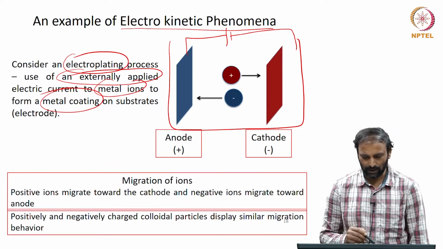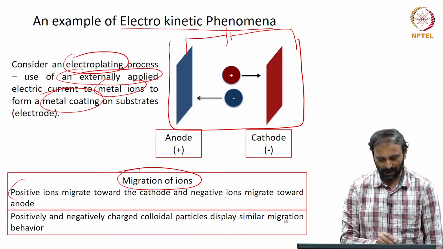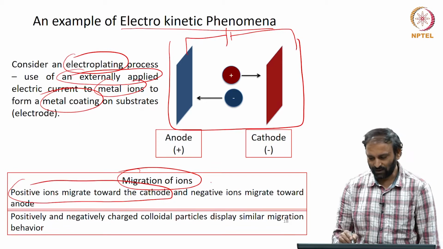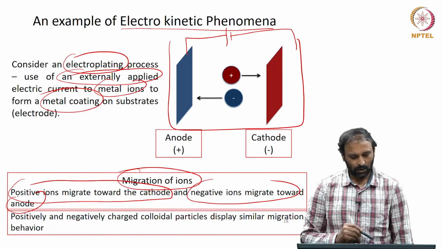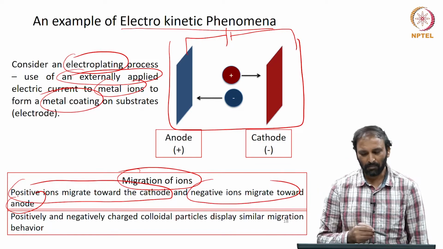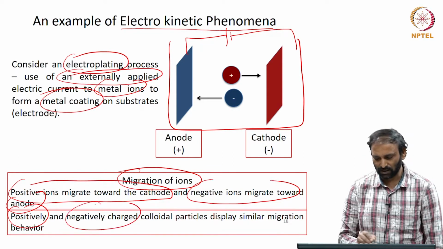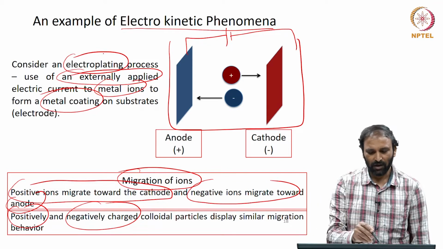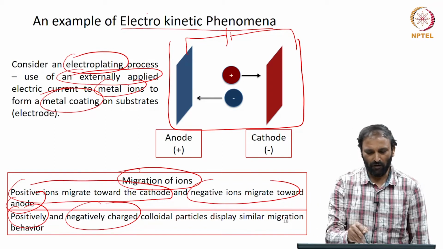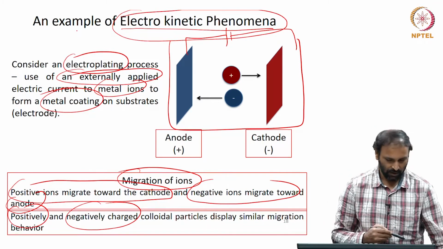What you see in electroplating is that there is a migration of ions. Positive ions migrate towards the cathode and the negative ions migrate towards the anode. Similarly, if you have positively or negatively charged particles, there will be a migration of colloidal particles, similar to the migration of the ions that we have discussed. Therefore, the electroplating process is an example of a phenomenon where electrokinetics is observed.